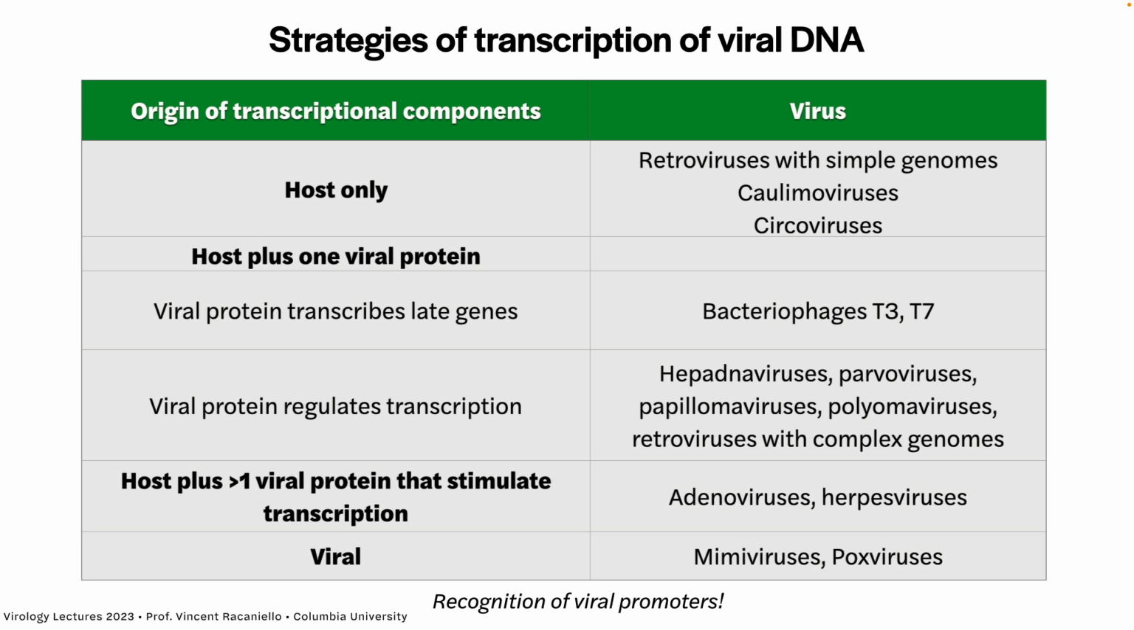Then for hepadnaviruses, parvoviruses, papillomaviruses, polyomaviruses, retroviruses with complex genomes, there is a single viral protein that regulates transcription. But everything else comes from the host, right? Polymerase and accessory proteins. But there's one protein that regulates transcription. Then there are some viruses where we have more than one viral protein involved in regulating transcription, adenovirus and herpesviruses. We're gonna see examples of those today. We're gonna also see an example of a polyomavirus where one protein regulates transcription.